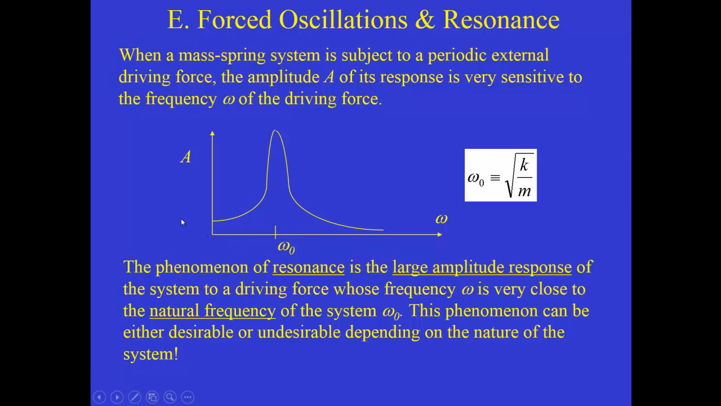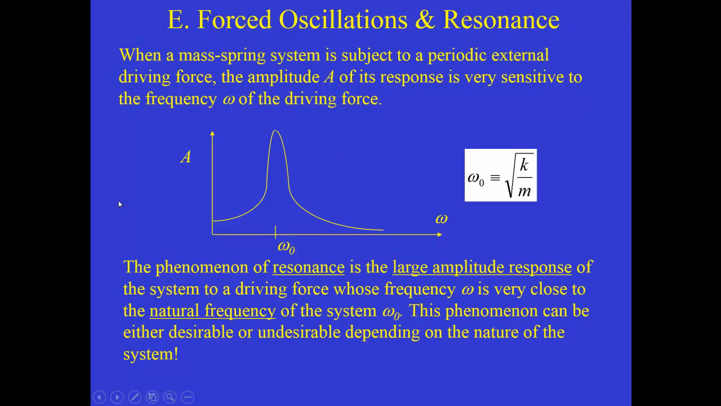And the point is that if b is very, very small, if the damping term is very small, then this peak is very high and very narrow. If the damping term is larger, this peak gets lower and it's wider. And so there's not nearly as sharp of a peak when you have large damping for a system.